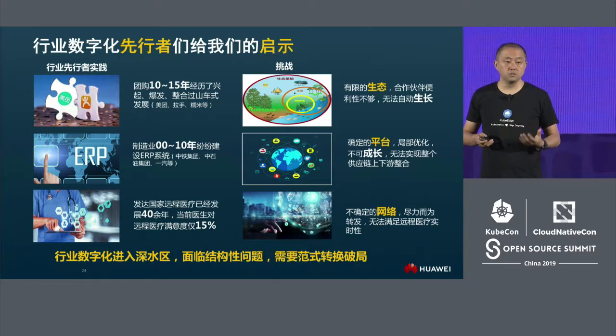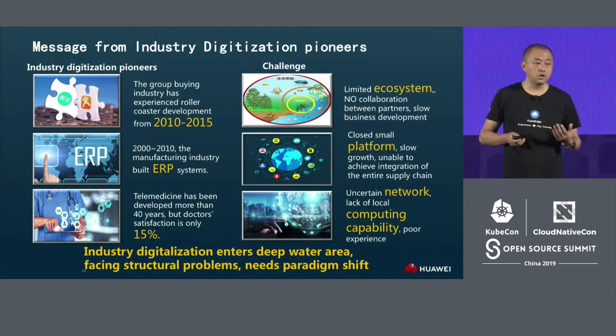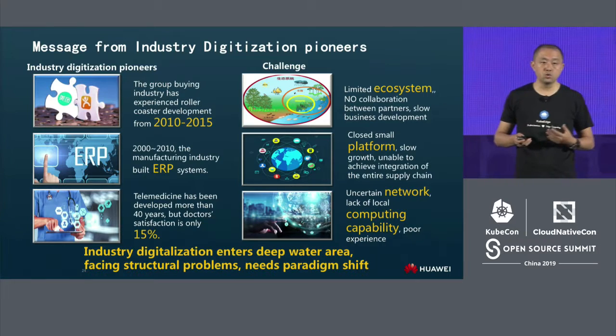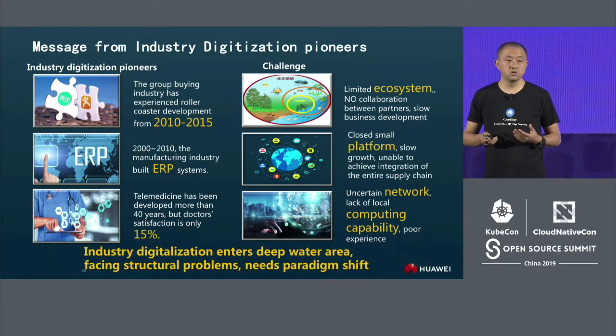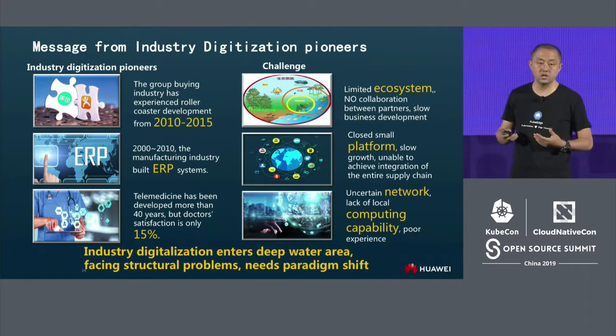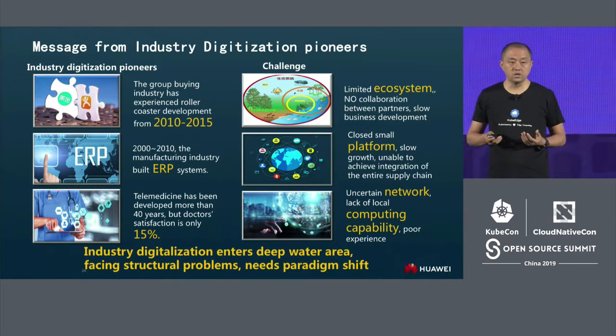For the digitization of the industry, we can look at the early pioneers, and there are 3 types. The first is group buying from 2010 to 2020. There were hundreds of companies that emerged and then tied out. And this industry has gone through a roller coaster pattern of development. It is quite fragmented, and sustainable development cannot be realized.